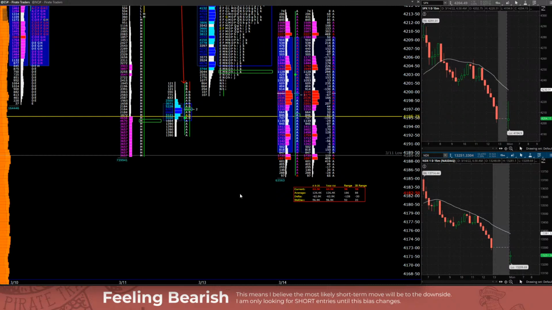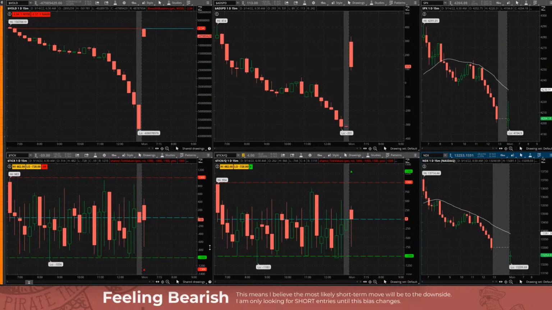Okay, so we're testing that resistance now around 97, 98. Looking for sellers to pile on there. We should see that by them being unable to get the ticks back above the zero line. Holding them below there is a sign that new sellers are piling on.